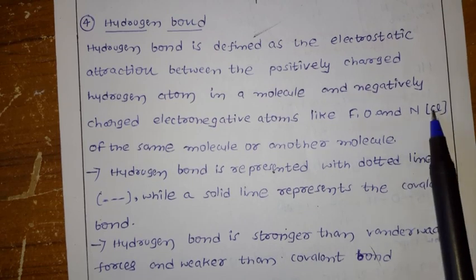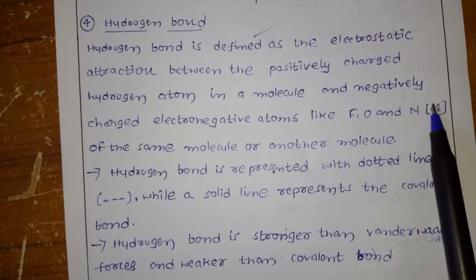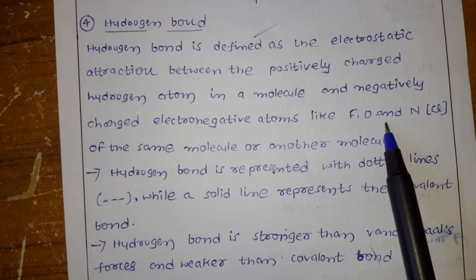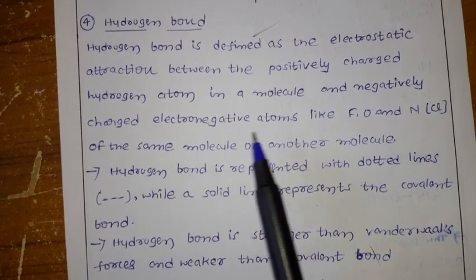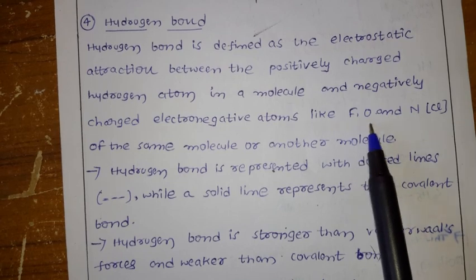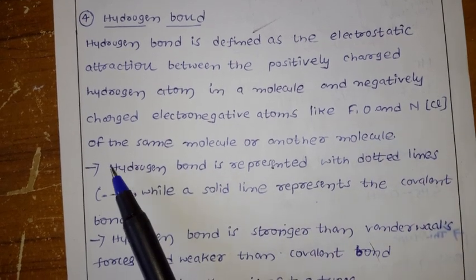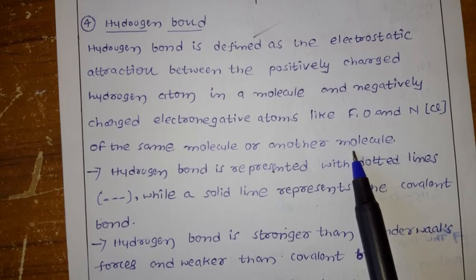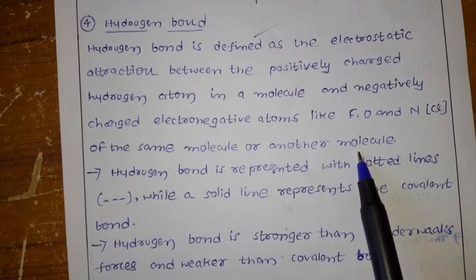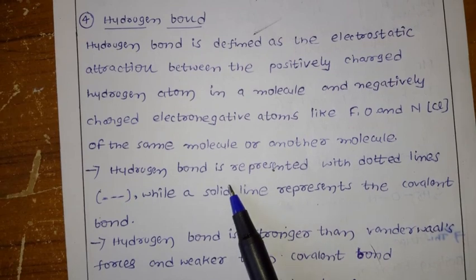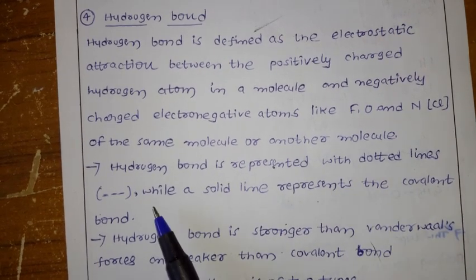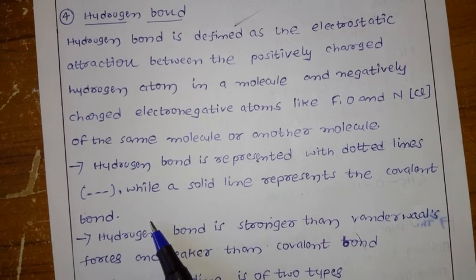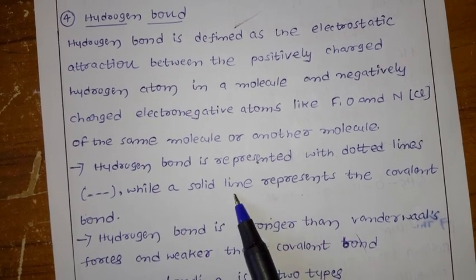Only these elements can form what we call a hydrogen bond. Atoms like fluorine, oxygen and nitrogen of the same molecule or another molecule. I will go for the definition again clearly with an example. Now, hydrogen bond is represented with dotted lines, while the solid line represents the covalent bond. Again, I will go for the example next.